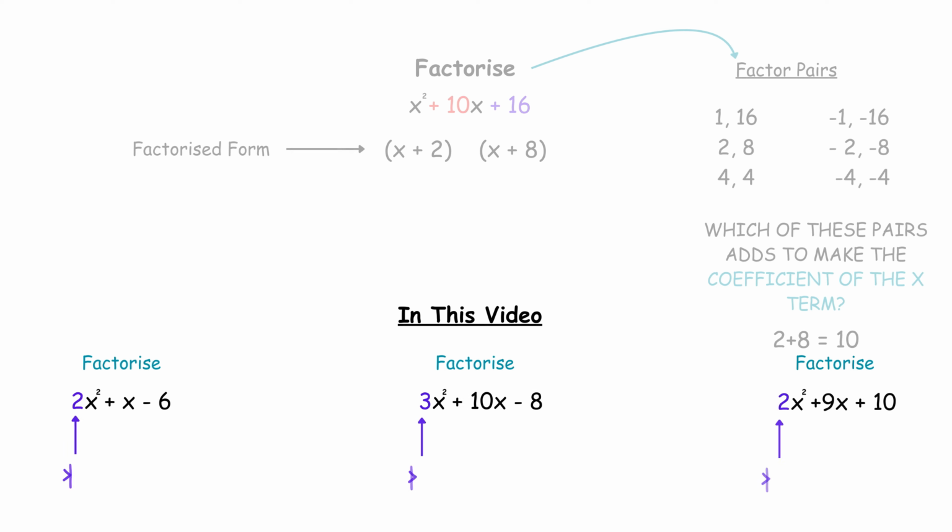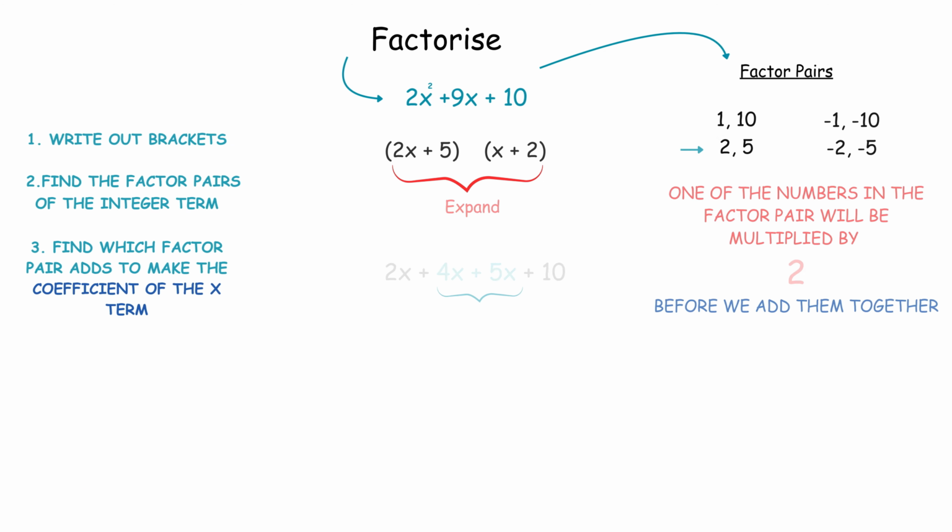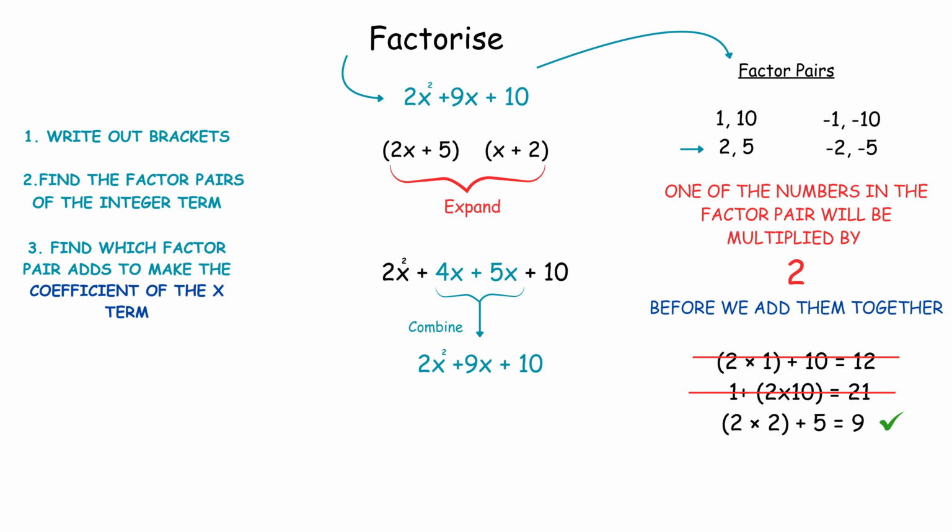In today's lesson, however, we are going to learn how to factorize more complex quadratics, where the coefficient of the x squared term is greater than 1, such as 2 or 3 or 4, and so on. To understand the process, let us work through the first example of factorizing 2x squared plus 9x plus 10.